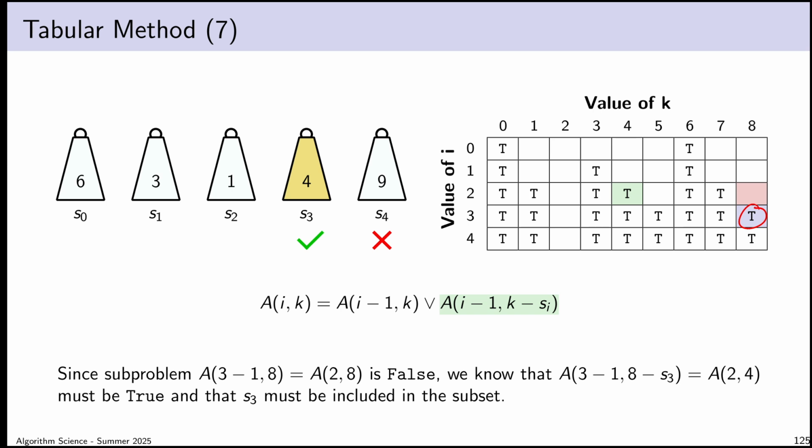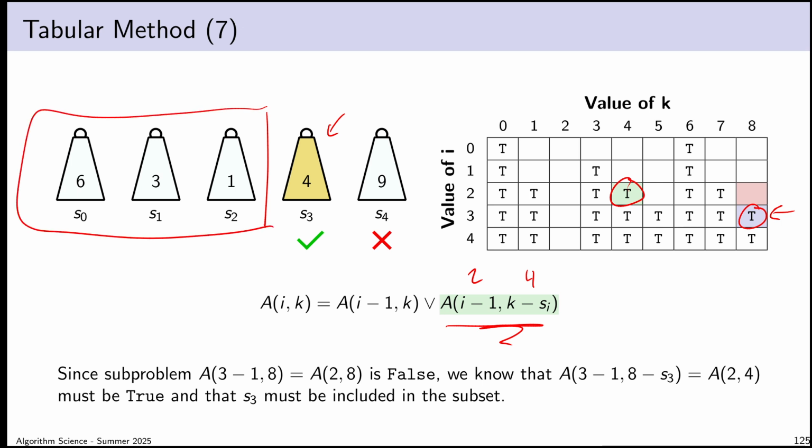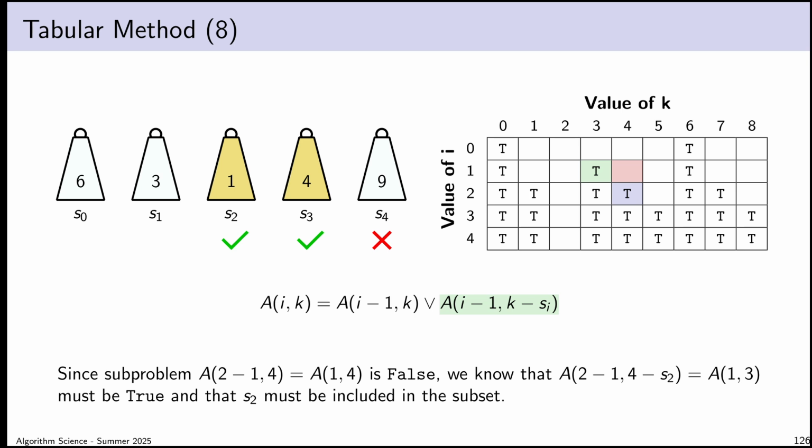And I realize that that means that this is true because this recursive case held. A of I minus 1, so I minus 1 here would be 2, and K minus Si, well, K is 8 and Si is 4, so 2 comma 4. And sure enough, yes, A of 2, 4 is true. So my goal now that S3 is included in the subset is to make a subset of these things that adds to 4. In other words, let's deconstruct A24.